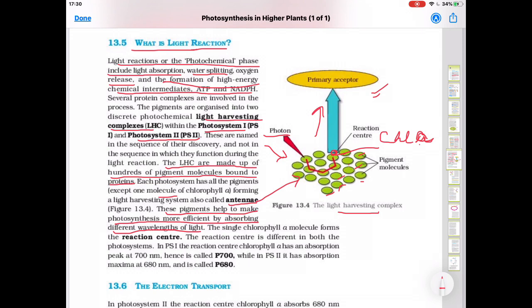The single chlorophyll A molecule forms the reaction center. The reaction center is different in both the photosystems. In PS1, the reaction center chlorophyll A has the absorption peak at 700 nanometer, hence also called P700. So PS1 is also known as P700, while in PS2 it has absorption maxima at 680 nanometer.